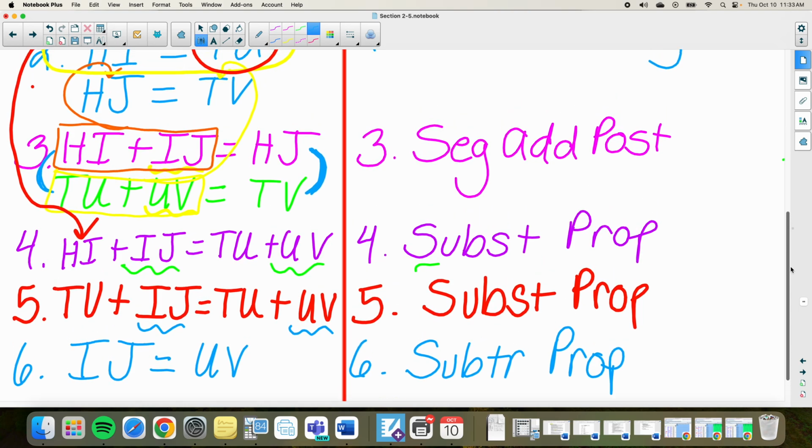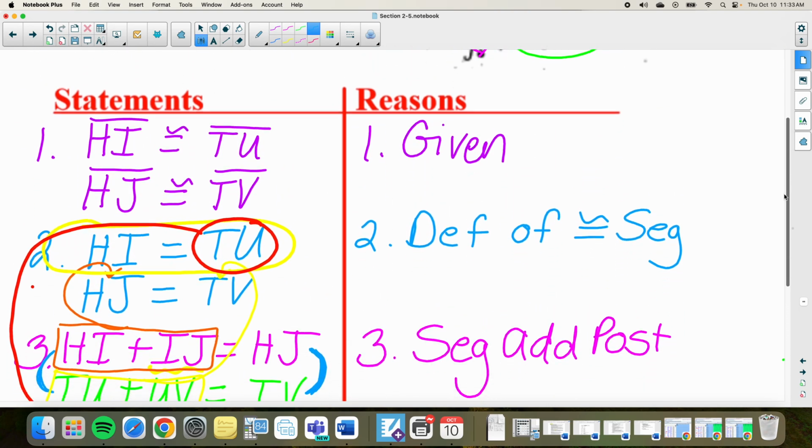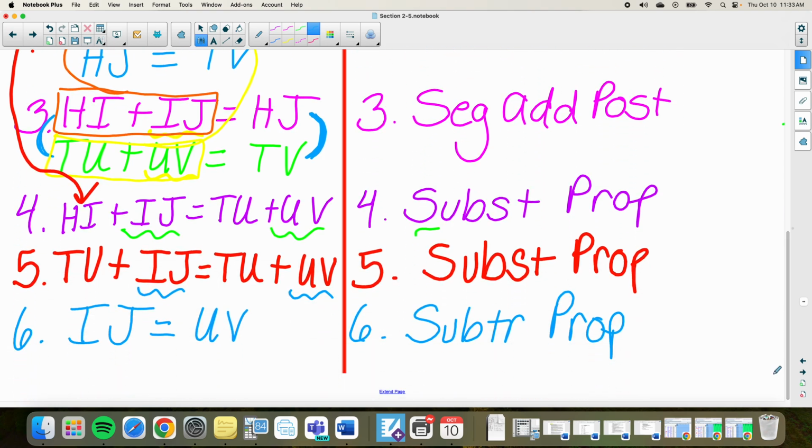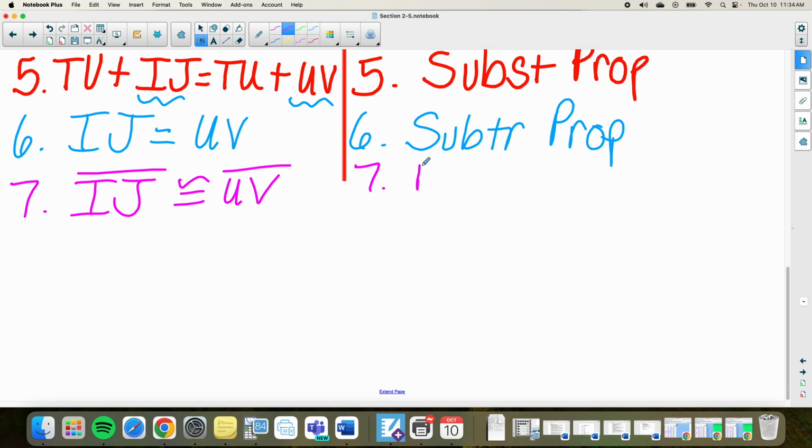Okay, now if I look up above, the only thing I have left is I have to add the bars to that. So I could say for step 7 that segment IJ is congruent to segment UV, and that is by definition of congruent segments.